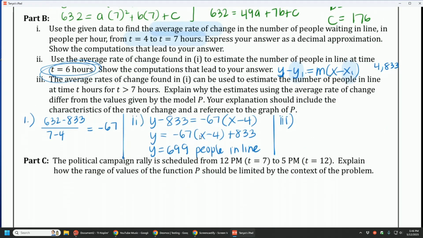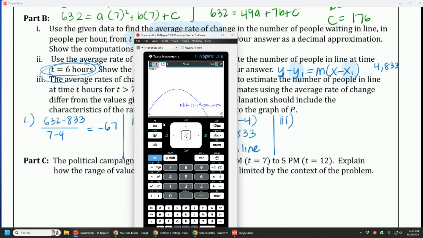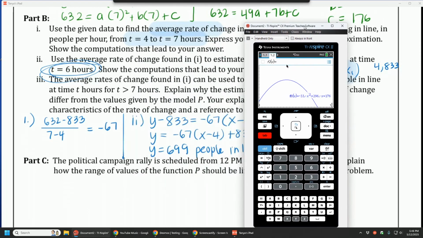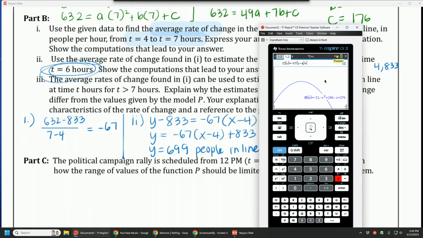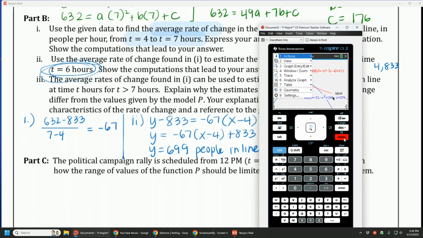Now I want to graph the line that we came up with. So it's not how we're used to, but it is still an equation. So I'm going to type that in. Negative 67 times x minus 4, plus 833. And there's my line. So right here is where I want, and I'll even show you those intersections. I promise that one of them is going to be at 4, one of them is going to be at 7.